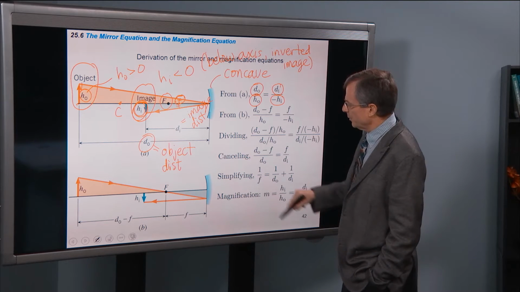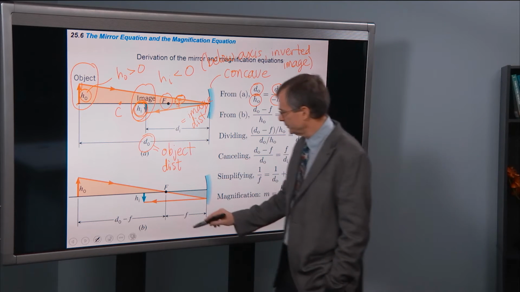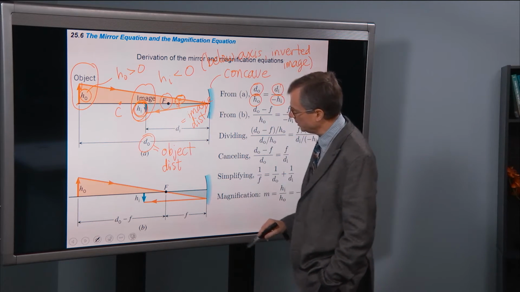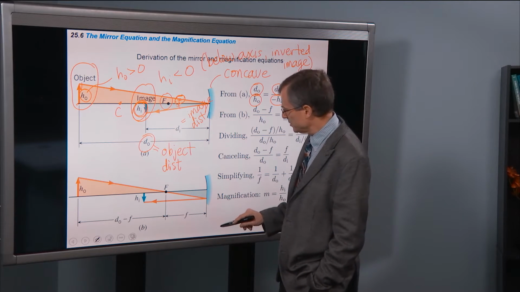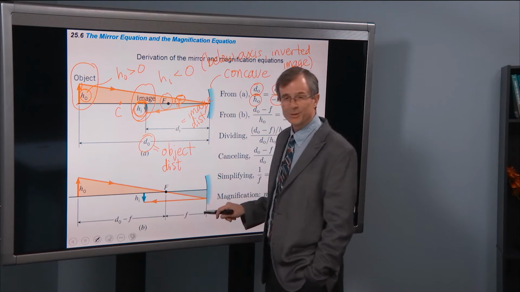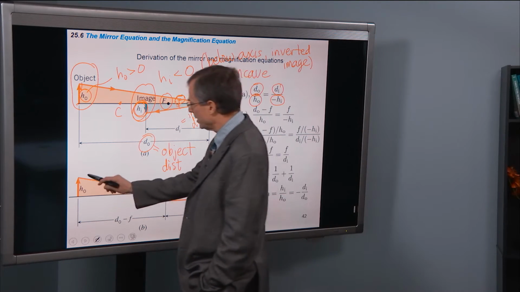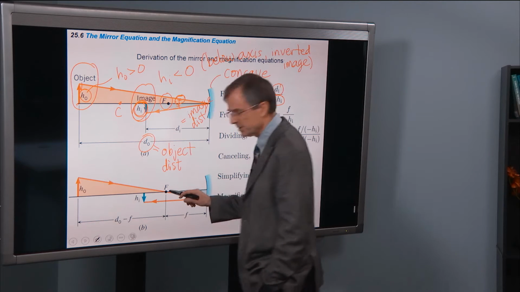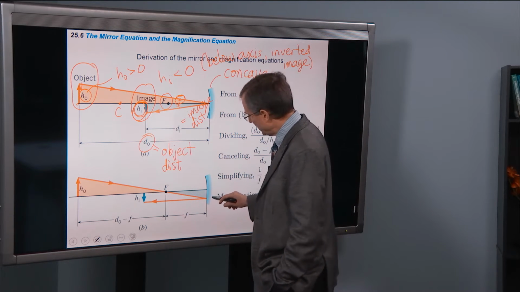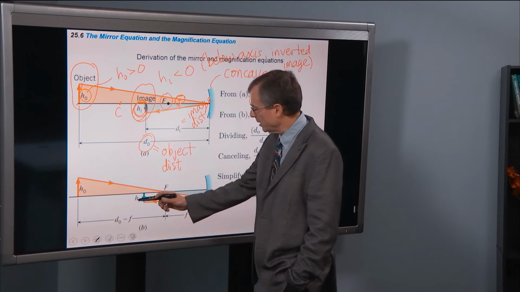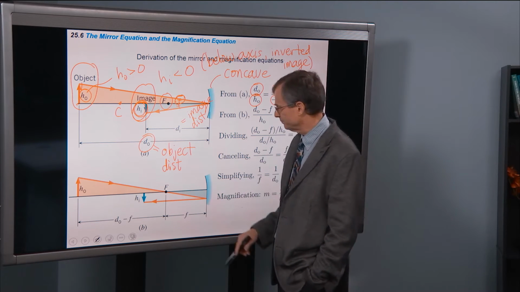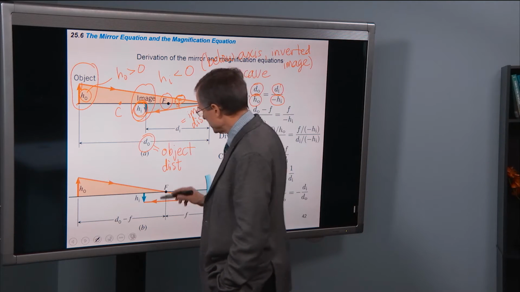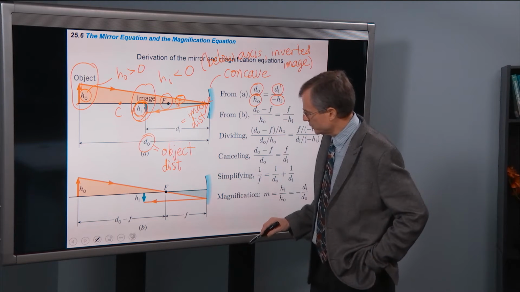Then from B, from this diagram here, we're going to look at another ray. This one is a time-reversed paraxial ray, starting from the tip of the object, passing through the focal point, hitting the mirror, and then coming off as a paraxial ray. Same object, same image, but looking at similar triangles.